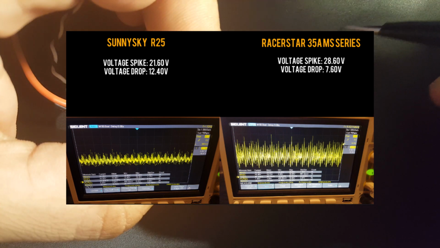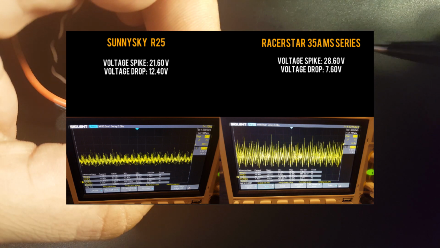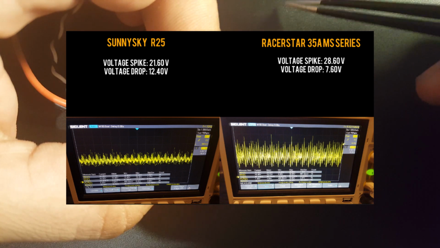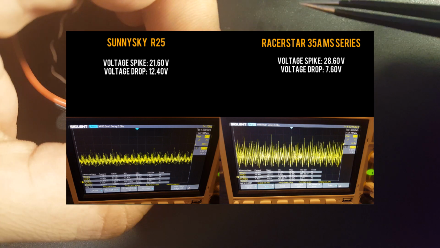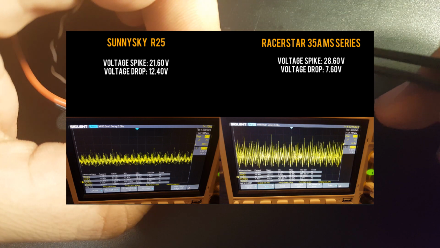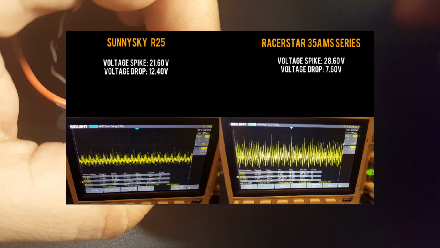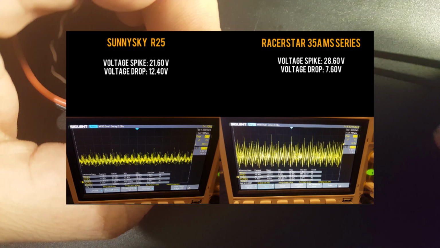For example, restart 35 amp ESC was 7.6 volts. So that's a very big difference. The voltage spike, 21.6, beautiful. That is like right in the safe zone, like in the low part of the safe zone, not even on the high part, so that's very good.